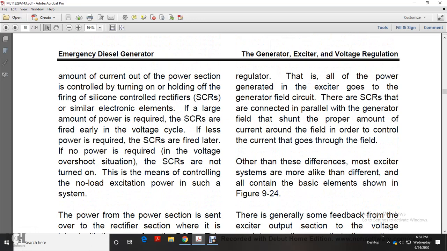In this regulator, all of the power of the generator with the exciter goes through the generator field circuit, or silicon controlled rectifiers that are connected in parallel to the generator field to shunt the proper amount of current around the field in order to control the current that goes through the field. Other than these differences, most exciter systems contain the basic elements shown in figure 9.24.